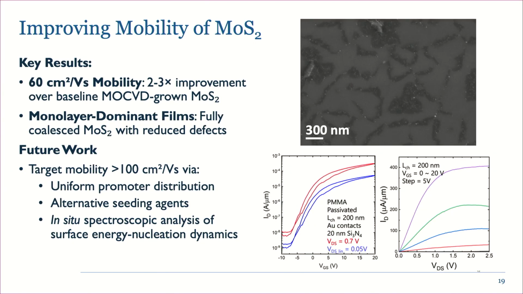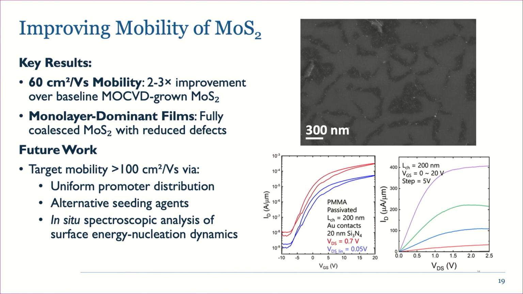So basically, the study that we performed recently is we modulated the sodium chloride concentration, and you need to balance both how many nuclei you create with the seeding promoter concentration, and the growth time. And then what we get is films, it's a little harder to see here, that look relatively uniform, and our mobility improved 2 to 3 times to 60 centimeters squared per volt second. And we're able to get mostly monolayer films fully coalesced across a wafer with reduced defect density.